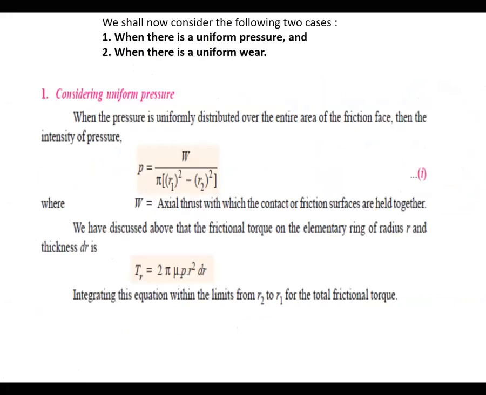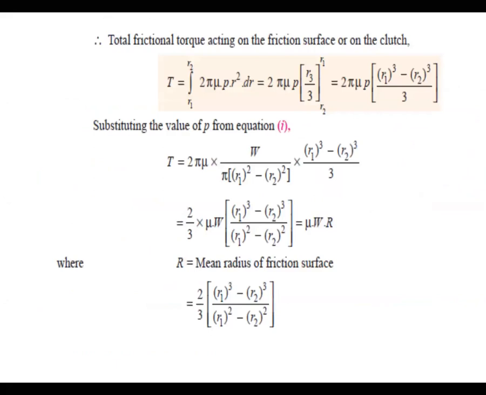And finally we know the formula, in a similar way to the pivot and collar bearing. During the pivot and collar bearing, we studied that formula. The formula is 2 by 3 into mu into r, right? So r is converted like this. For simplification, for easy understanding and easy remembering, the r is represented here. Otherwise, you can write this formula.